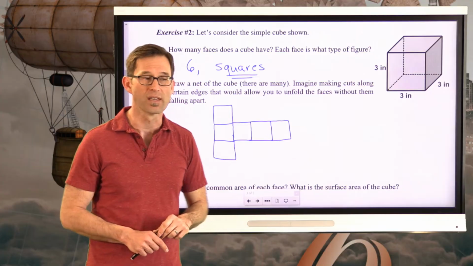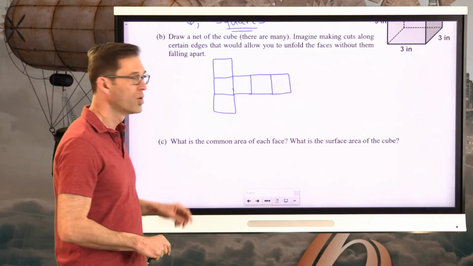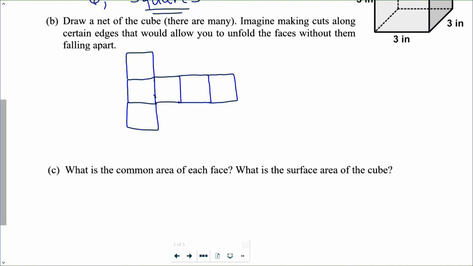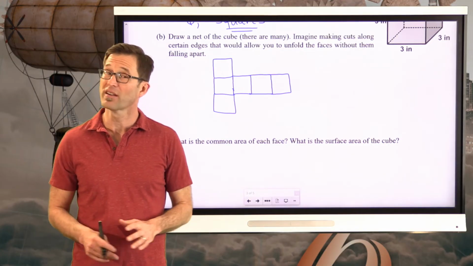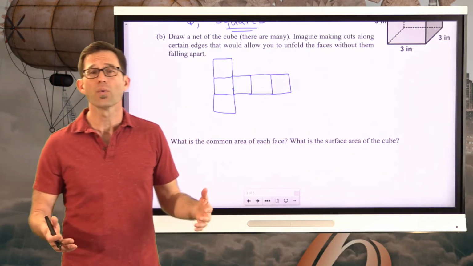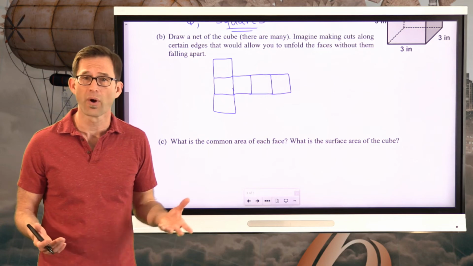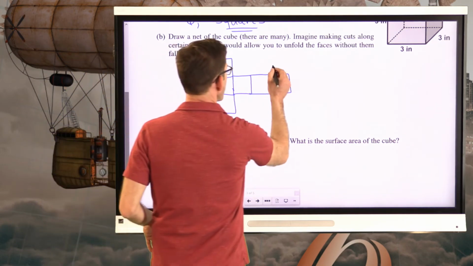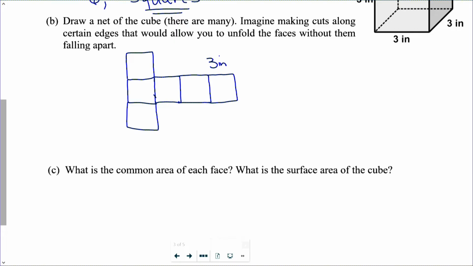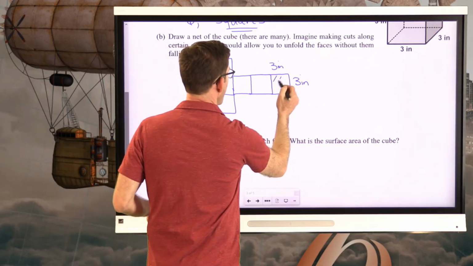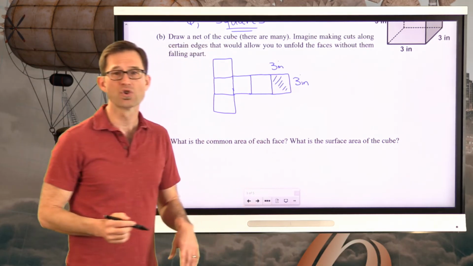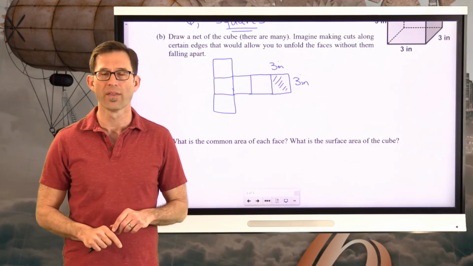So, letter C. What is the common area of each face? What is the surface area of each cube? Or sorry, what is the surface area of the cube? Not each cube, there's only one cube up here. So this is actually a very easy surface area problem, right? Each one of these squares measures 3 inches by 3 inches. So what is the area, let's say, of that individual square? Pause the video now and write that down.